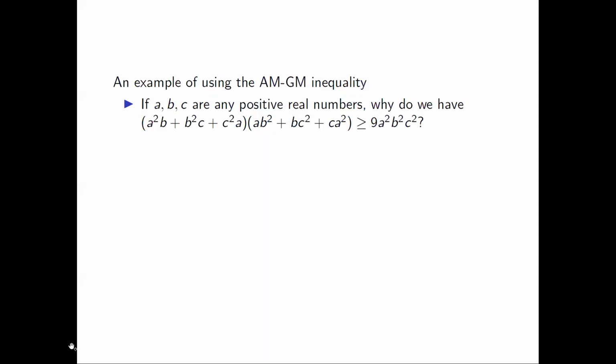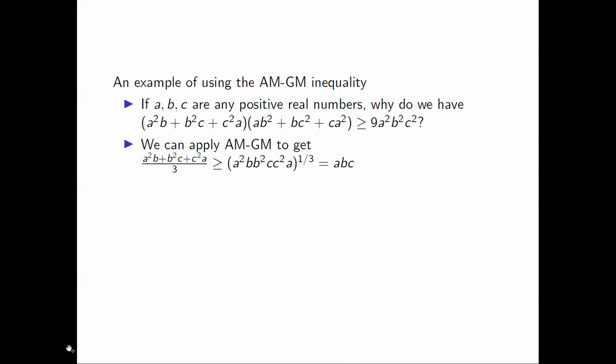We can prove this very quickly using the AM-GM inequality. We apply AM-GM, the 3-variable version of it, to the first term in the product. And we can write that a squared b plus b squared c plus c squared a over 3 is greater than or equal to a squared b times b squared c times c squared a raised to the 1/3. And this gives us abc.